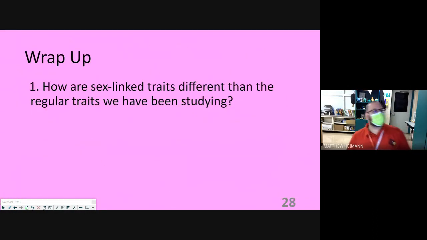All right, wrap up. How are sex-linked traits different than regular traits we've been studying so far? Nobody knows. How are sex-linked traits different than the regular traits we've been studying so far? I don't love my answer key for this either. There is an optional extension if you like. It's not too hard.